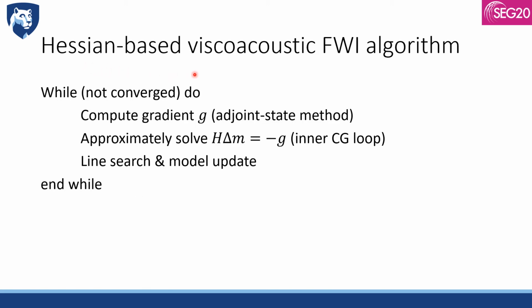So now we can put together our Hessian-based viscoacoustic FWI algorithm. At each iteration, we compute the gradient G using the traditional adjoint state method, and then we use an inner loop to approximately solve H delta m equals minus G. In particular, the H delta m computation is conducted by the second-order adjoint state method. After we get a satisfactory search direction delta m, we conduct a line search and update both model parameters until the model is converged.